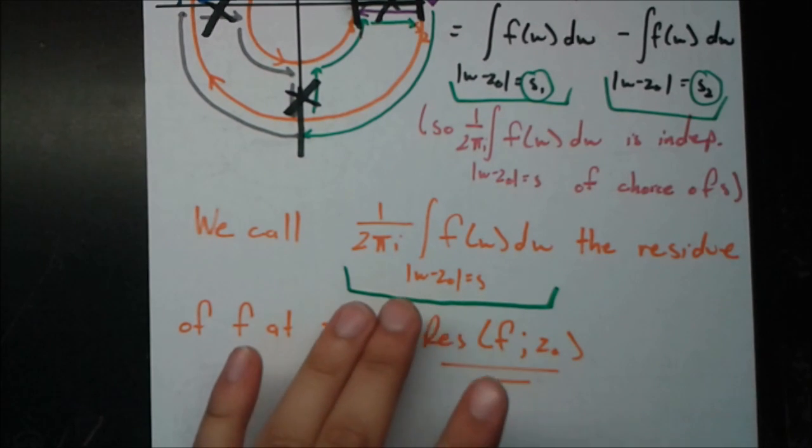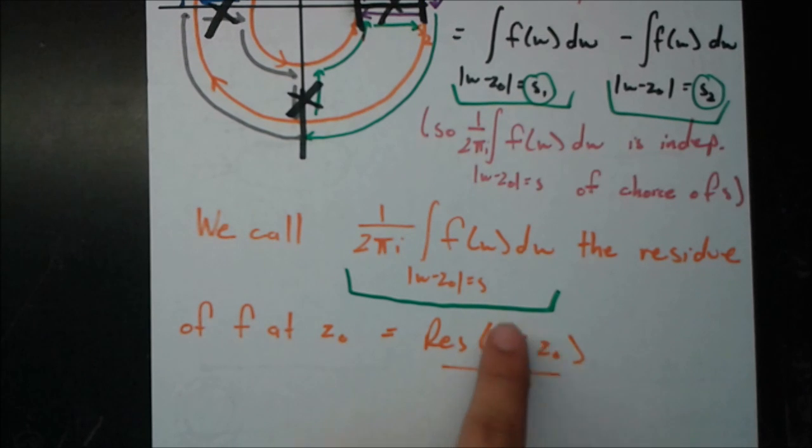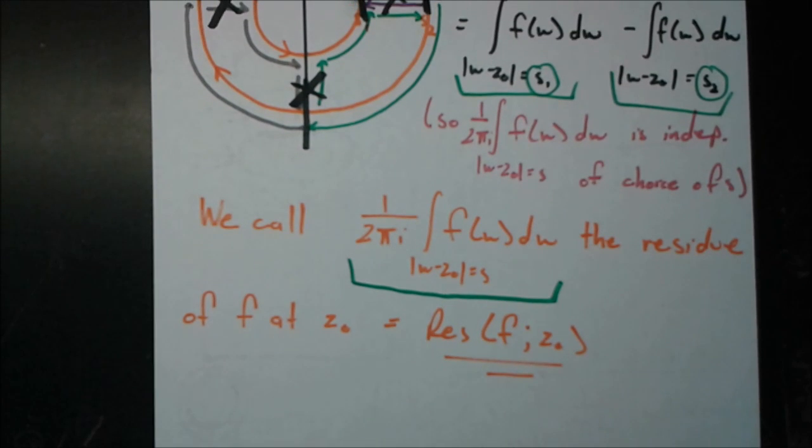We're going to call this quantity, which I've underlined in green, the residue of f at z0. And we're going to put a short form as, you can write res, in parentheses f, and you can put a semicolon z0, and that's going to be the residue of f at z0. So we'll see why this is important in future videos, and I promise it's very, very important to calculate integrals and stuff like that.